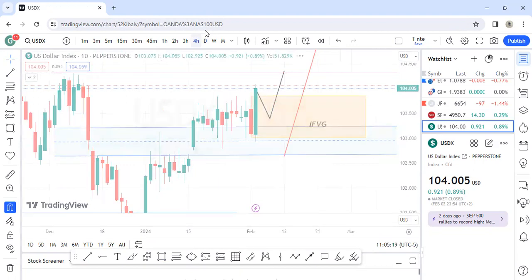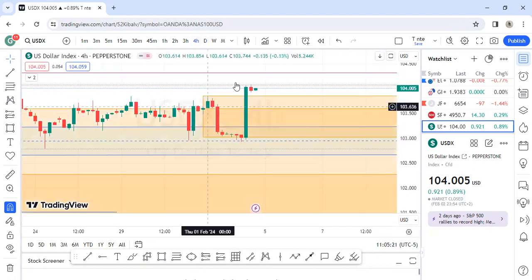So look for bullishness on the dollar. Once the market comes back here, that would be nice to see, markets come back here and then we rally higher. All right, so that's what I have for the DXY.